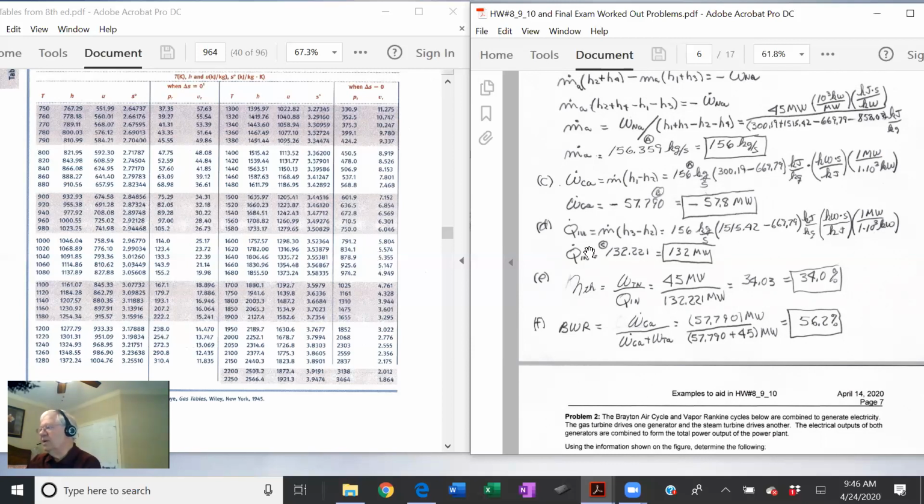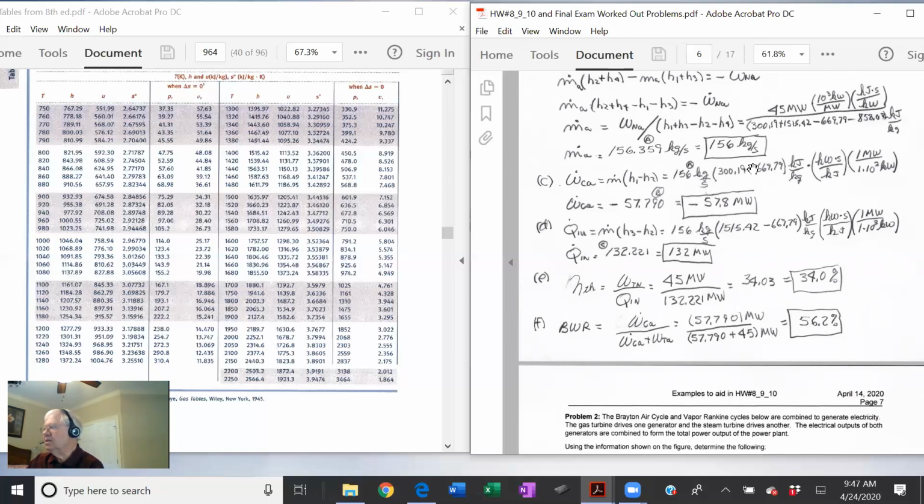Now it wants to know the heat transfer into the combustor, that heat exchanger where all the heat of the cycle is input. It's just m dot times H3 minus H2. Once you got the m dot and H's, it's just plug and chug. So I get 132 megawatts. And here's the 3 digits I put in location C.